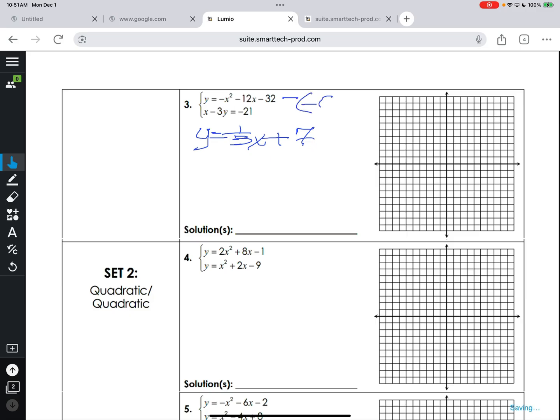-6 squared, wait, so it'd be 36? I think it's 7 now. I don't think so. I thought it was 6. So you would have 36 plus 72. No, -36, because there's that negative out there. So negative 36 plus 72 minus 32. That's 4. Yep. So -6, 4. That's your vertex.